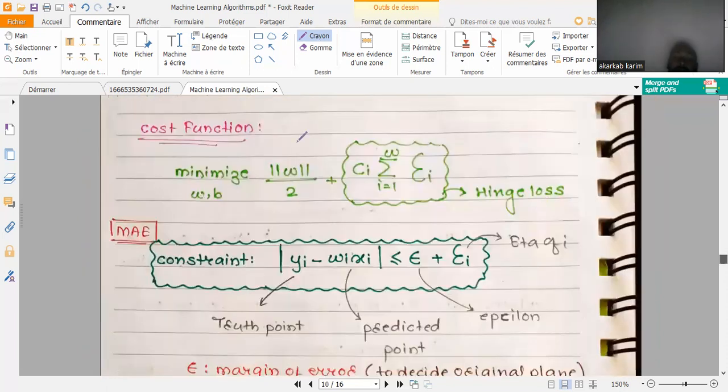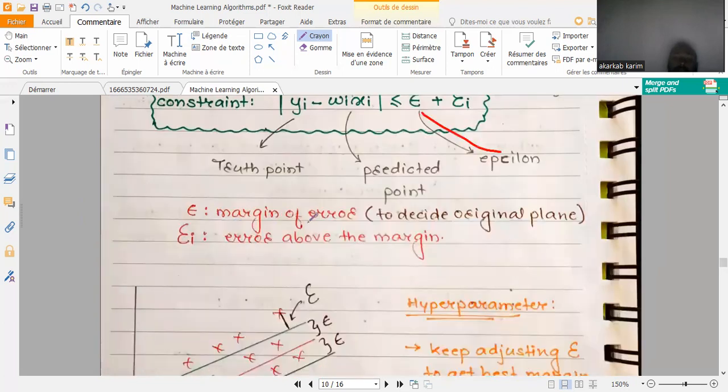Well, the cost function is minimizing. We minimize this magnitude divided by 2 in the classifier. So the mean absolute error of this constraint, the absolute value of y_i minus w times x_i, is equal to epsilon plus eta, where epsilon is the margin of error in this equation.